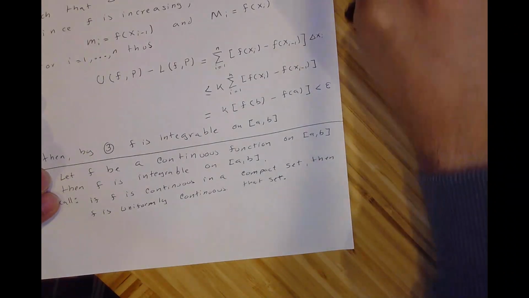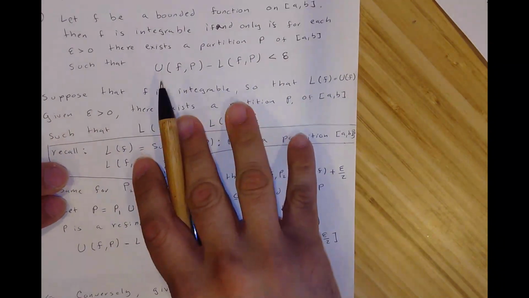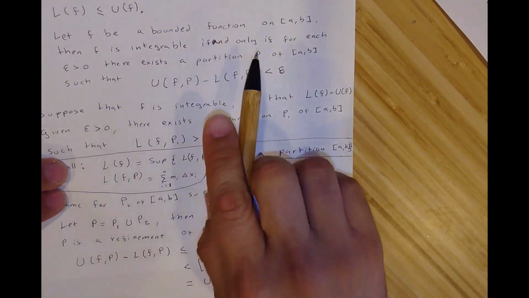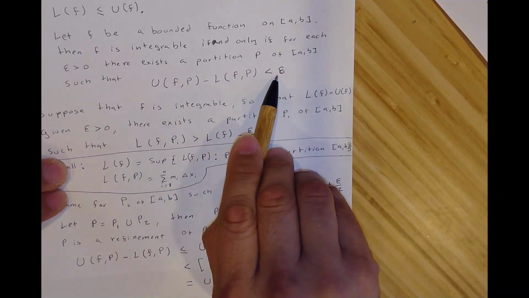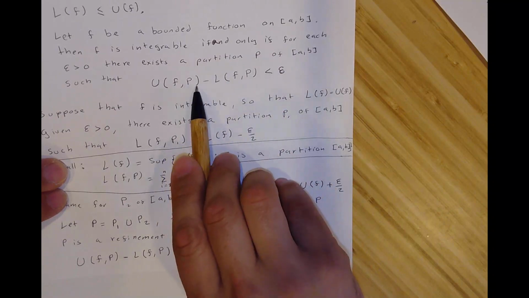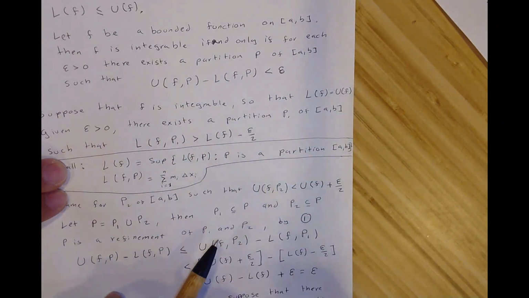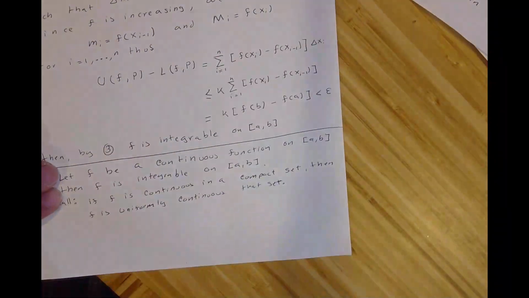Let me show you here. I think I have it here. So whenever we have this function here for a bounded function in the interval, whenever it is less than epsilon for a partition that we assume exists, then it is integrable by Riemann. Okay.